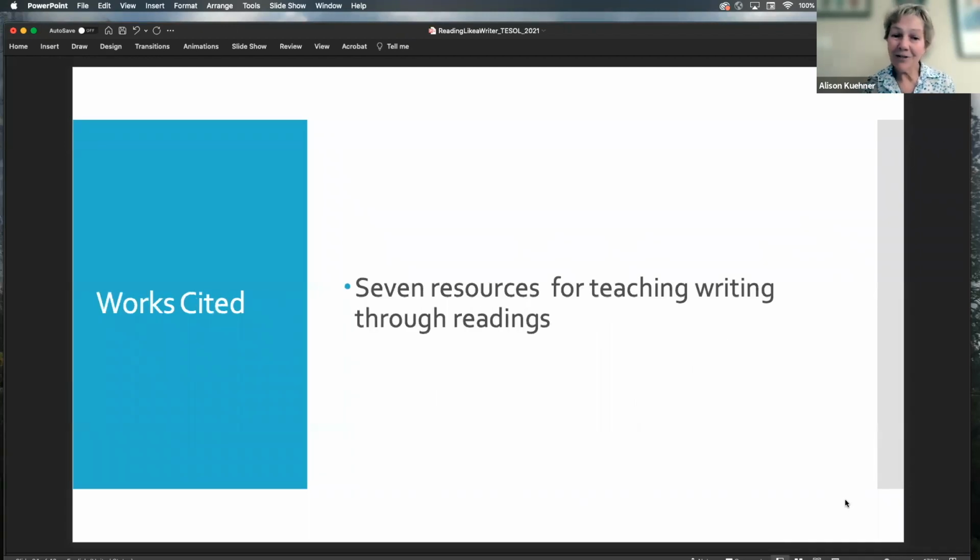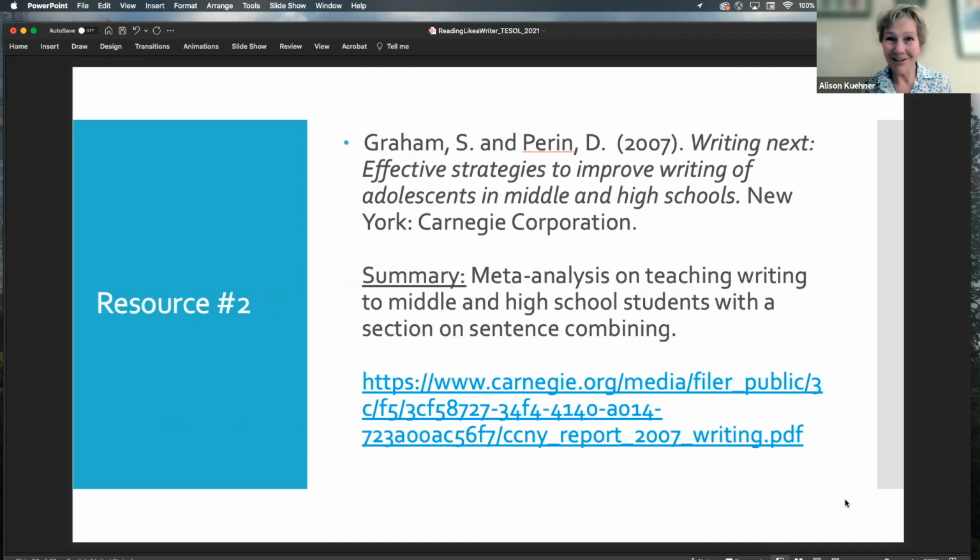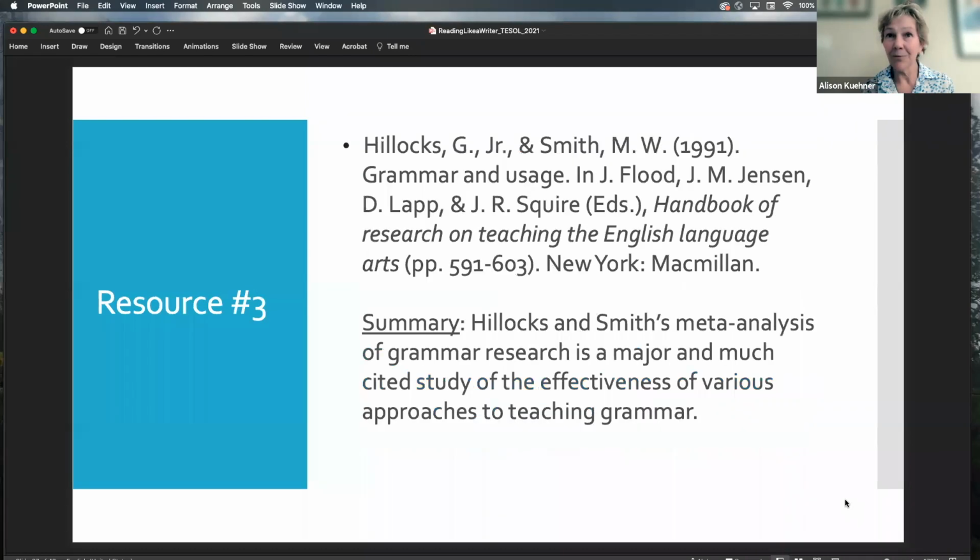So I have a couple of resources. I'm going to go through these really quickly, and then we'll have some Q&A because I see there's comments in the chat. I wrote up an article about this in the NAID Digest, and there's a link. I think maybe you'll be able to get these slides that pretty much go over what I talked about here. The meta-analysis, this one's more on using sentence combining. So if you want another strategy besides sentence modeling, this one's kind of interesting, on middle and high school students.